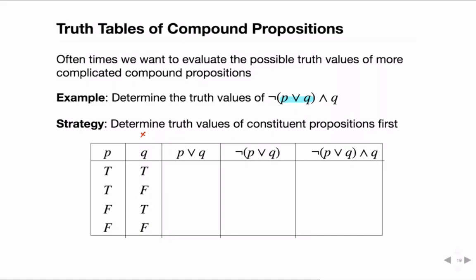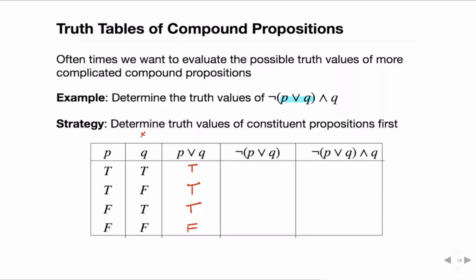So this is just the truth table for the disjunction P or Q. And remember that this is false only when both P and Q are false and it's true otherwise. So the first row, P and Q are both true, so the disjunction is true. It's true in the second row as well, so the disjunction is true. The third row, Q is true, so the disjunction is true. And then in the fourth and final row, P and Q are both false, so the disjunction is false.